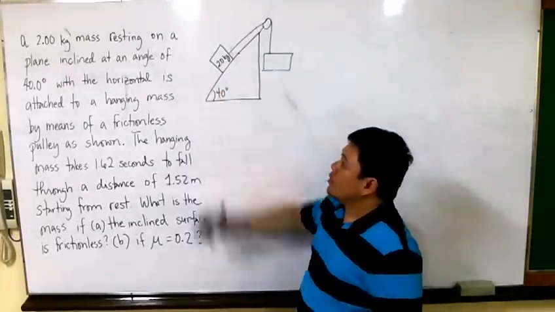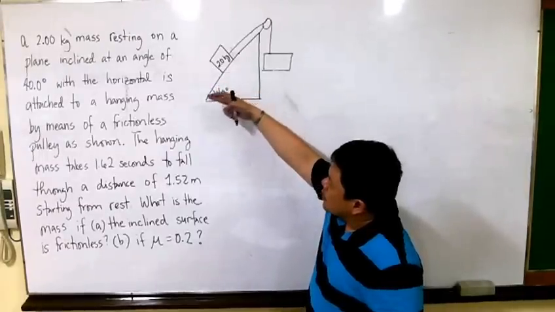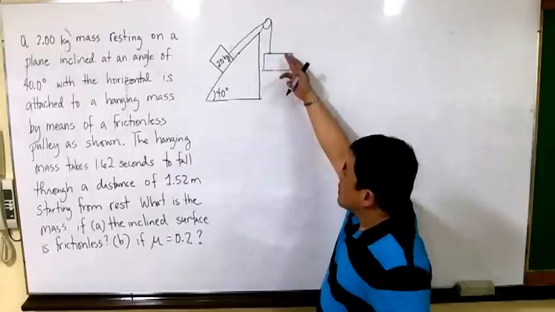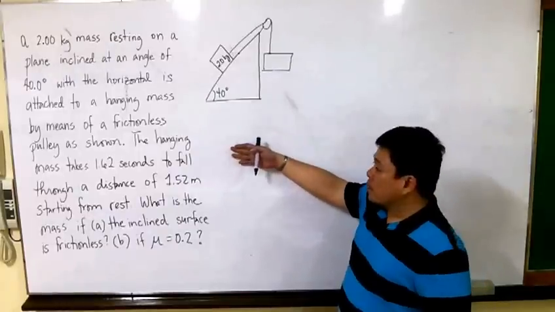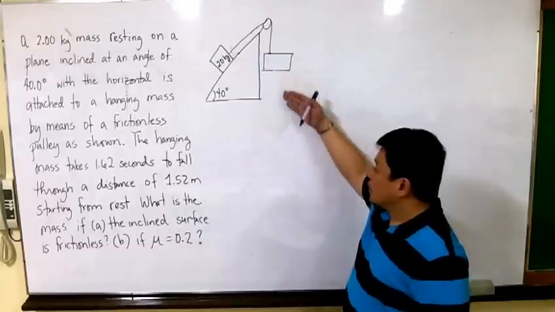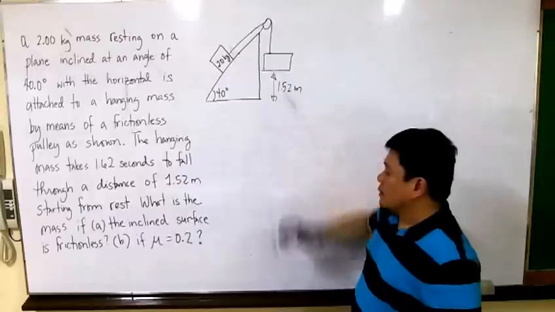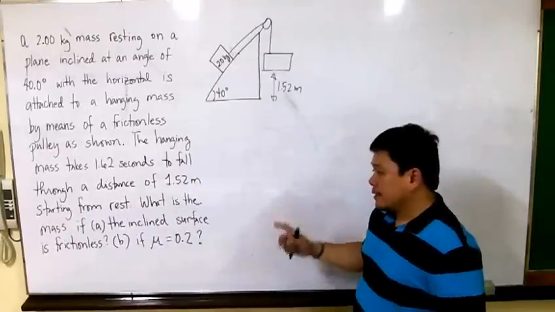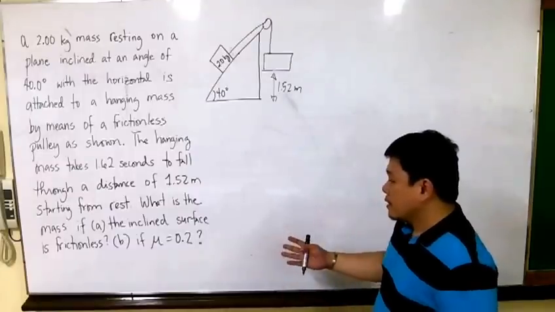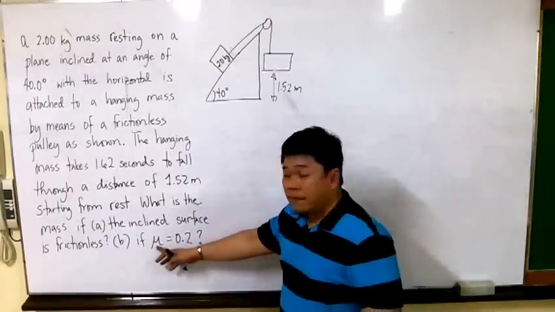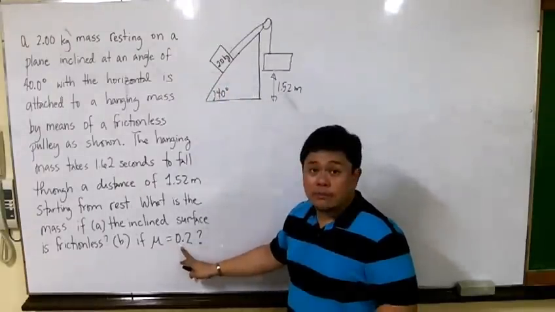A 2.00 kilogram mass resting on an inclined plane at an angle of 40 degrees with the horizontal is attached to a hanging mass by means of a frictionless pulley as shown in this figure. The hanging mass takes 1.62 seconds to fall through a distance of 1.52 meters starting from rest. What is the mass if A, the inclined surface is frictionless, and B, if mu, or the coefficient of kinetic friction between these two surfaces, is equal to 0.2.